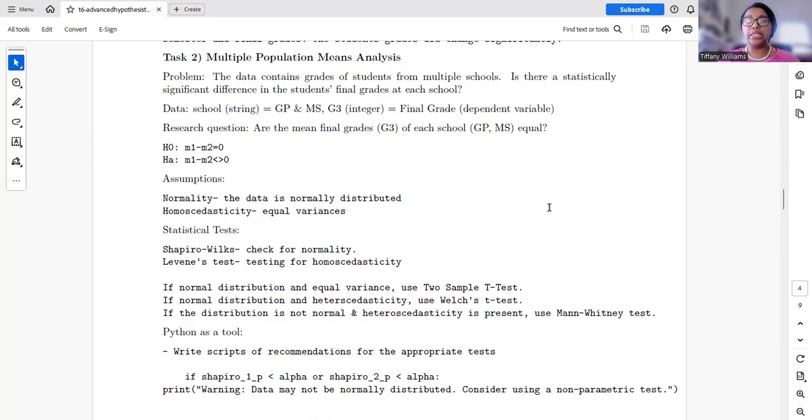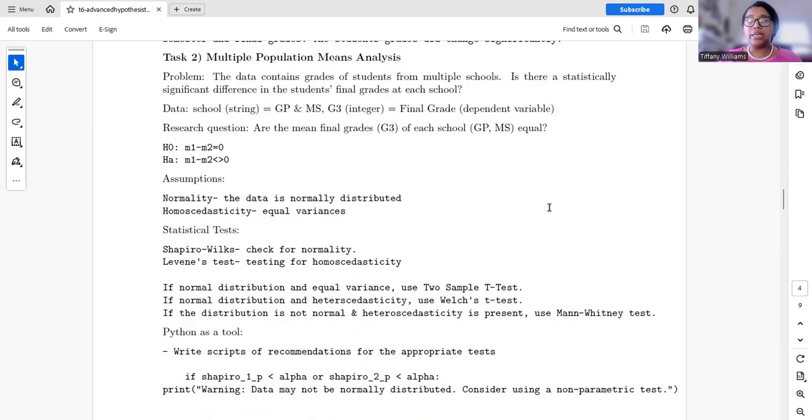So the research question is, are the mean final grades, G3, of each school, GP and MS, equal? So our null hypothesis is M1 minus M2 equals 0. Our alternative hypothesis is M1 minus M2 does not equal 0.